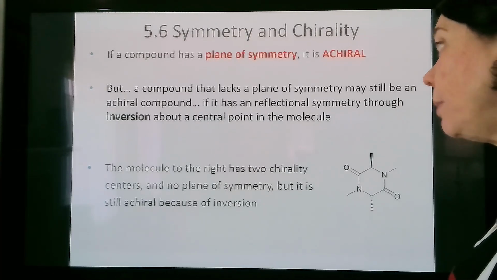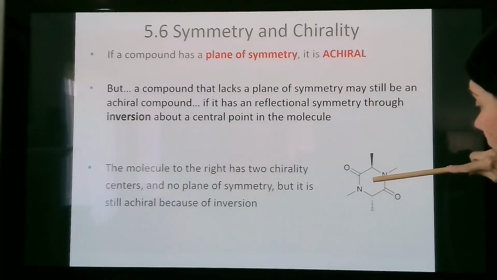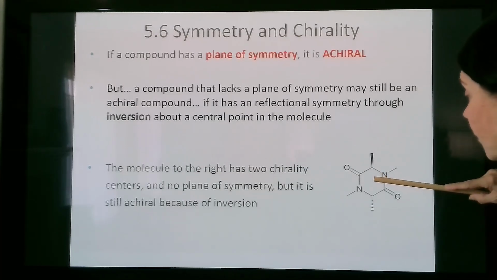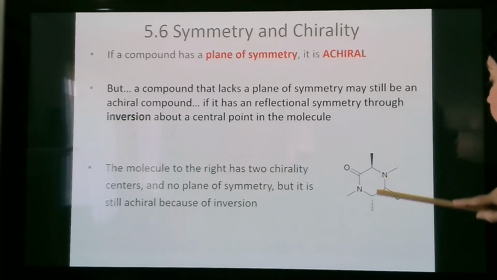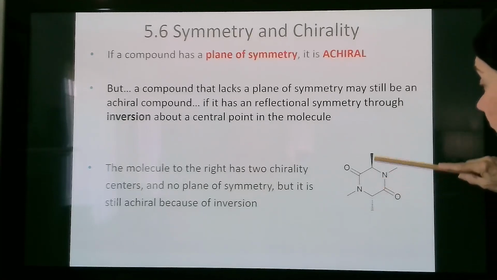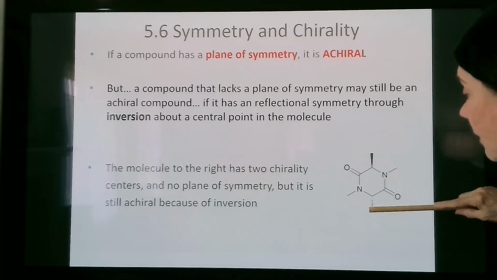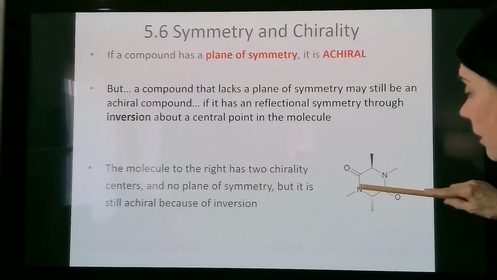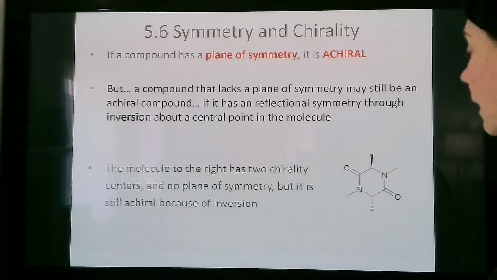But it could also be achiral because it has a point of inversion. So here the point of inversion is right in the middle of this molecule, and this is fairly uncommon. You don't see these very often. So here, your point of symmetry is right here in the middle, and you think about taking this methyl group through that point of inversion, and it comes out down here. This through the point of inversion, and it comes out over here. This through the point of inversion, and it comes out over here. So it has a symmetry of inversion, and this will not be a chiral compound.